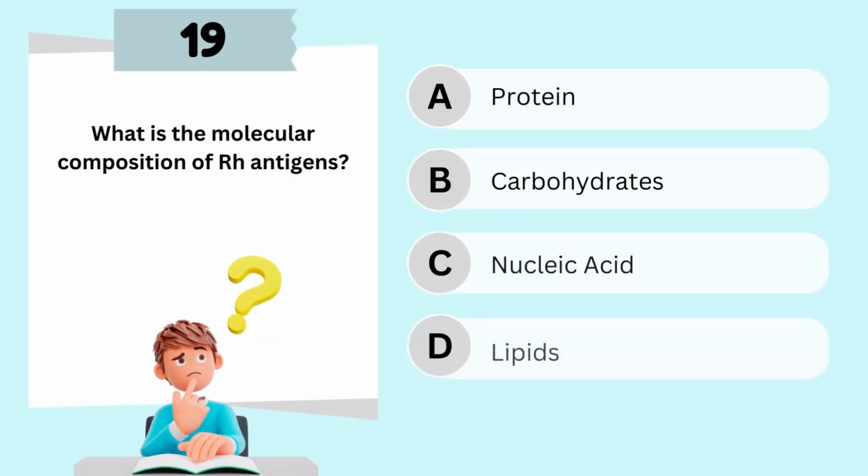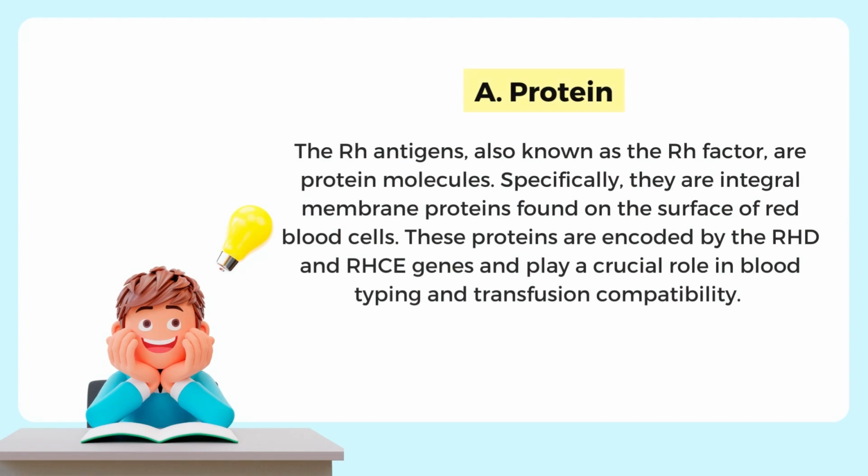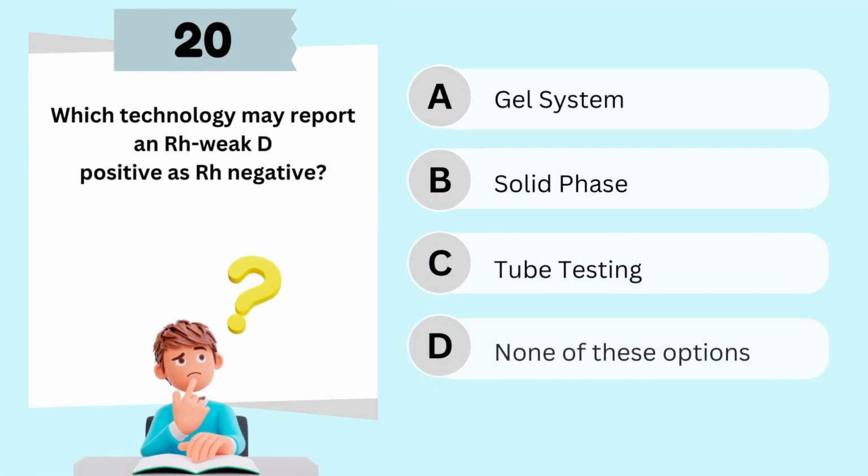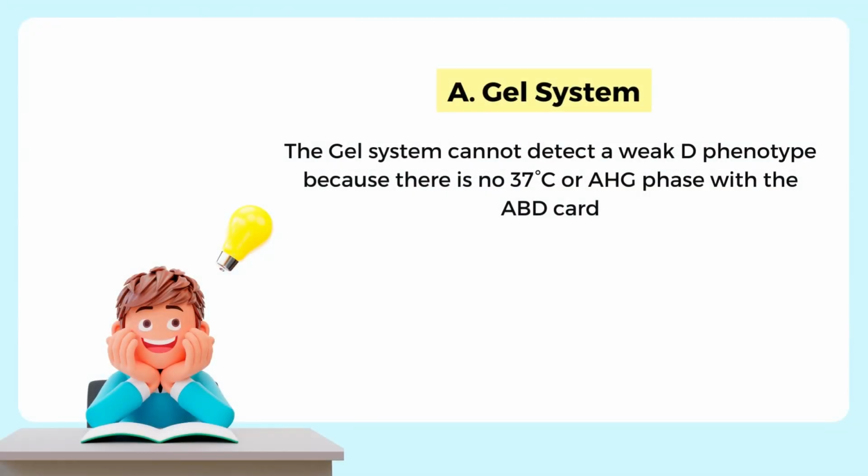What is the molecular composition of Rh antigens? The correct answer is A. Protein. Which technology may report an Rh weak D positive as Rh negative? The correct answer is A. Gel system.